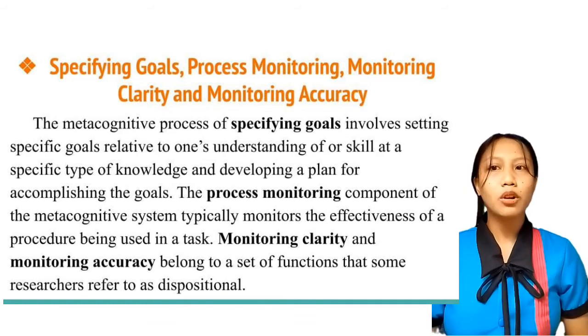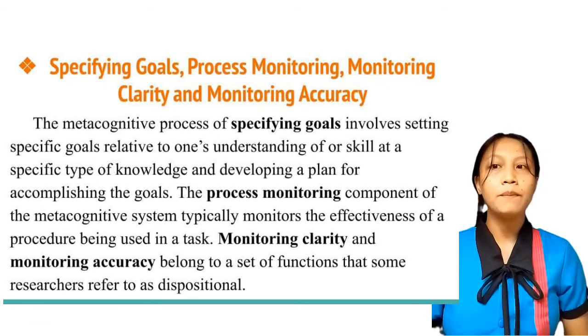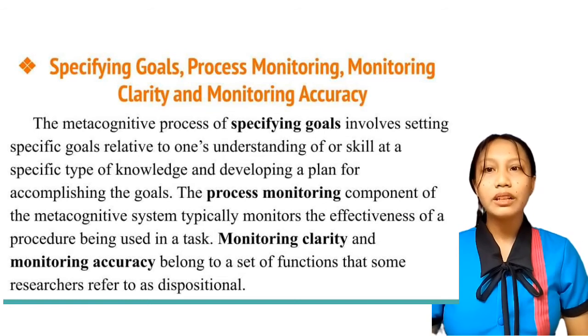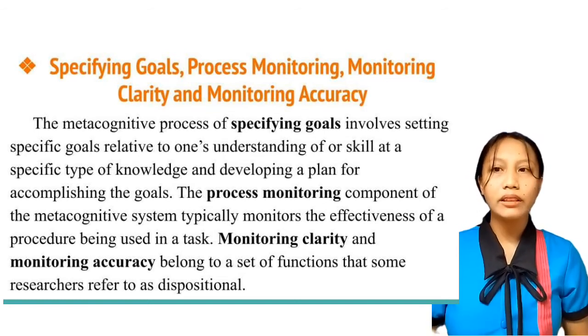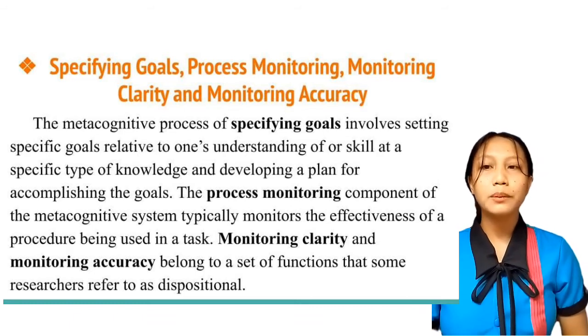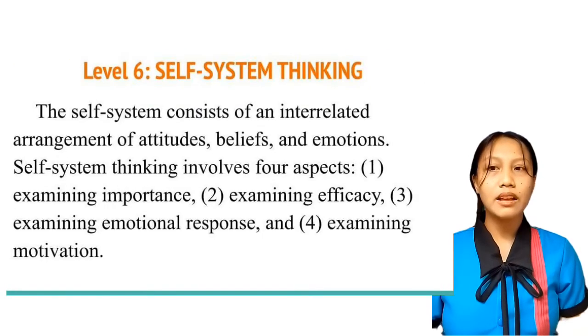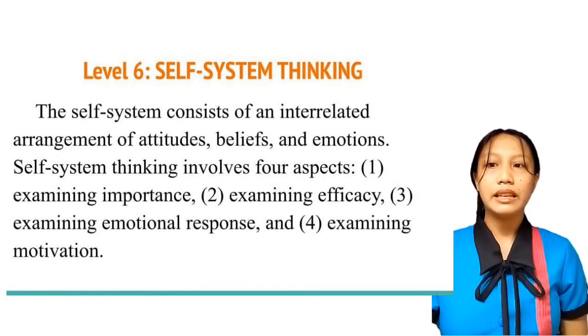The process of monitoring is to self-monitor the process of achieving a goal. Monitoring clarity is to determine how well they understand knowledge, and monitoring accuracy is to determine the accuracy of understanding and defend judgment. So last is level 6, the self-system thinking.